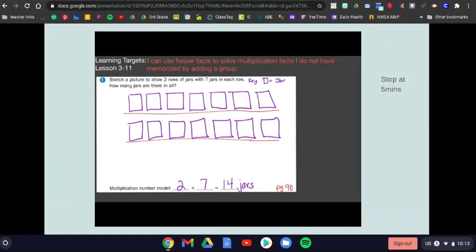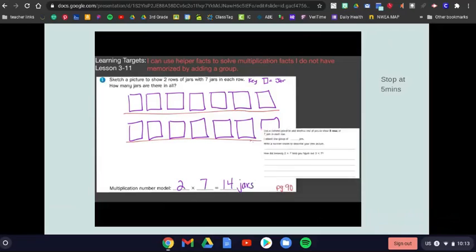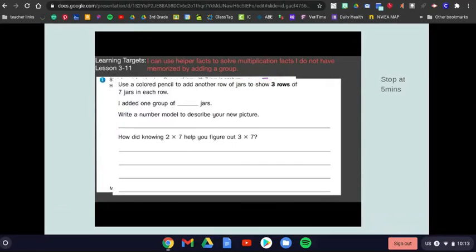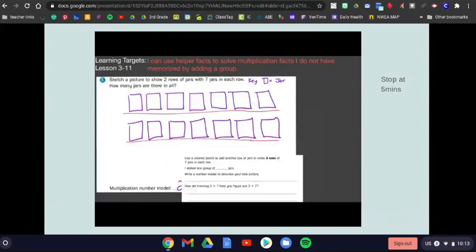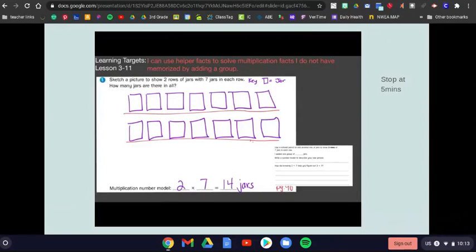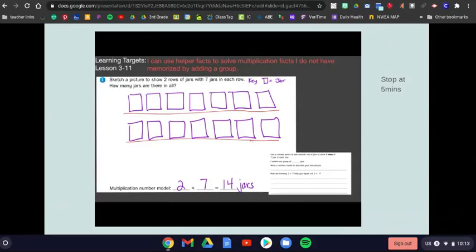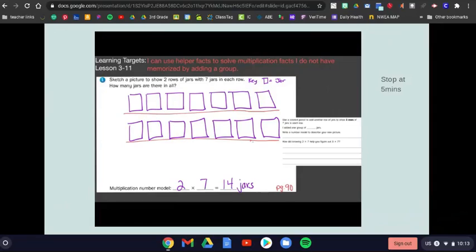Now take a look, though, at our next part of the problem. It says to use a colored pencil to add another row of jars to show 3 rows of 7 jars in each row. So let's add our next row of jars. So move this over for a moment. We're going to add our jars here.